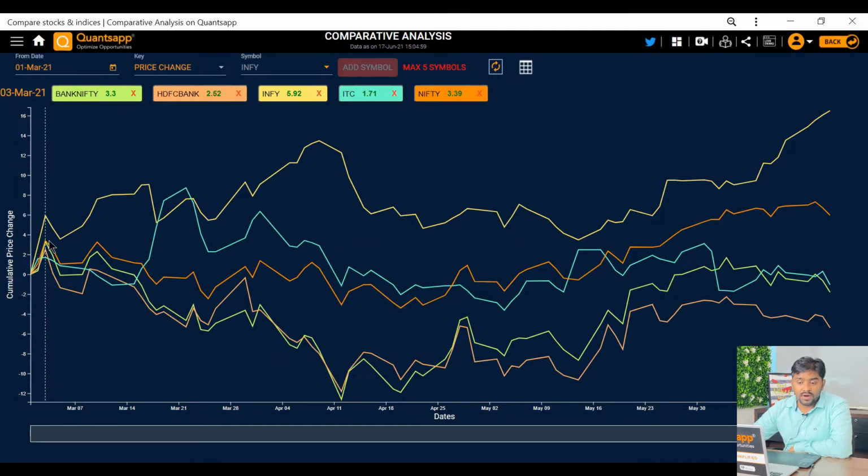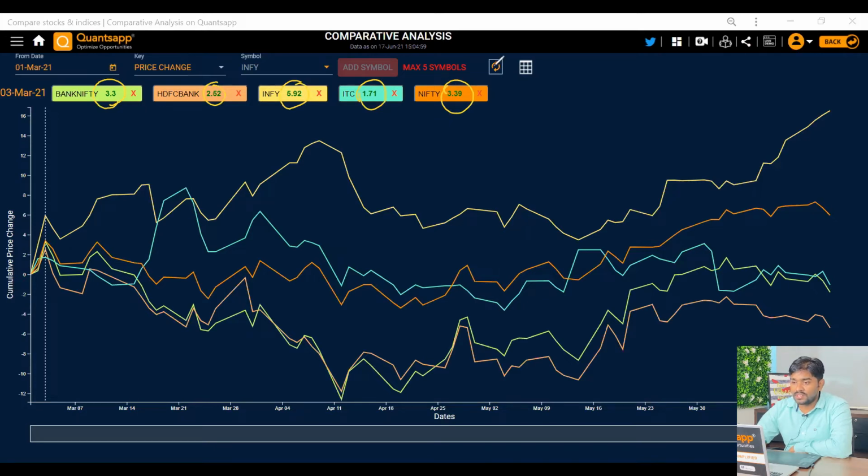Now see, on this day, that is 3rd March, the Bank Nifty value, this 3.3 value, signifies that from that day Bank Nifty has moved up by 3%. Okay, HDFC has moved up by 2%, Infosys has moved up by almost 6% since that day. ITC, no movement, almost 1%, and Nifty 3%. So that is the case.